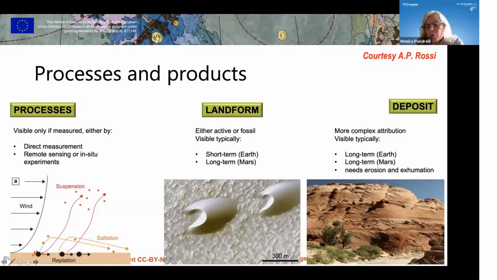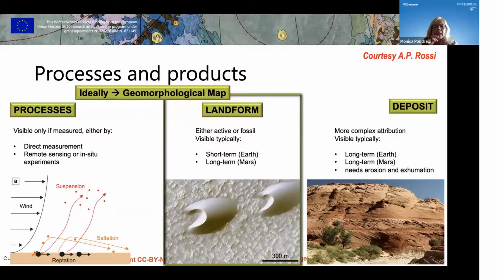And these deposits are both a long-term geological story, both on Earth and on Mars. But of course, it's complicated to see them on Mars, because in order to see them, we need outcrops, which means that we need erosion and exhumation, because from above, it's impossible. If we look from here, we can see only this surface. So this is a problem in Martian study.